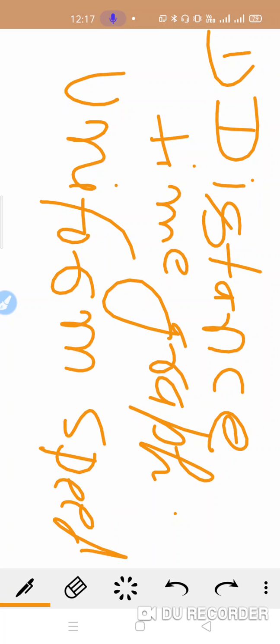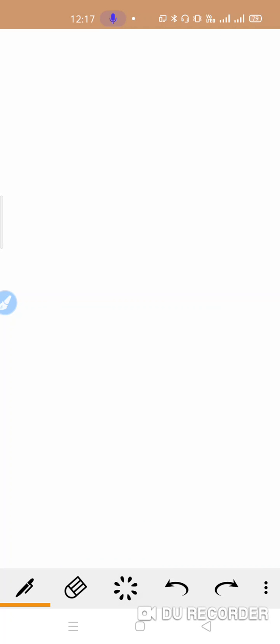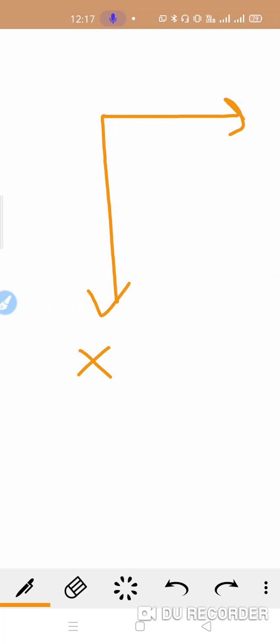Okay, you know what uniform speed is? Uniform speed means traveling equal distance in equal time interval. So how do we draw the graph here? The graph is a distance time graph. That is the x, that is the y. So here that is the time and that is the distance, and that is the origin.